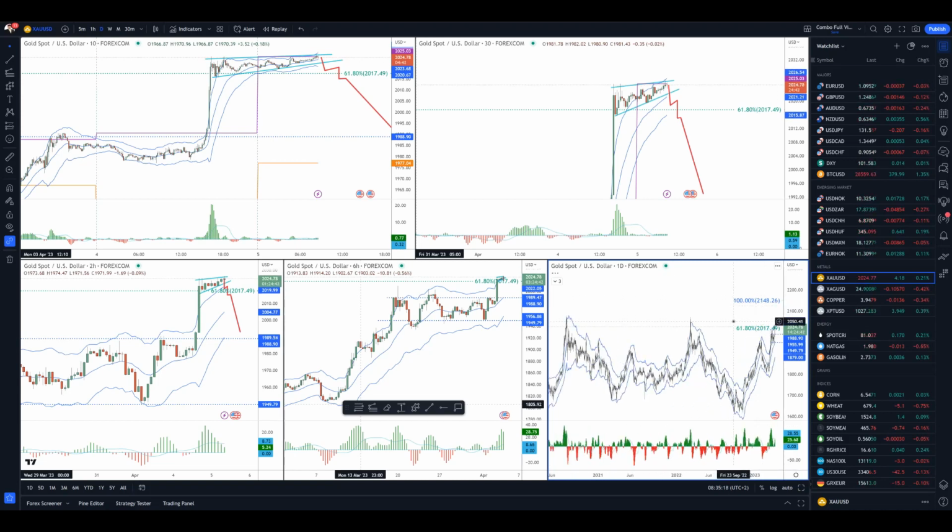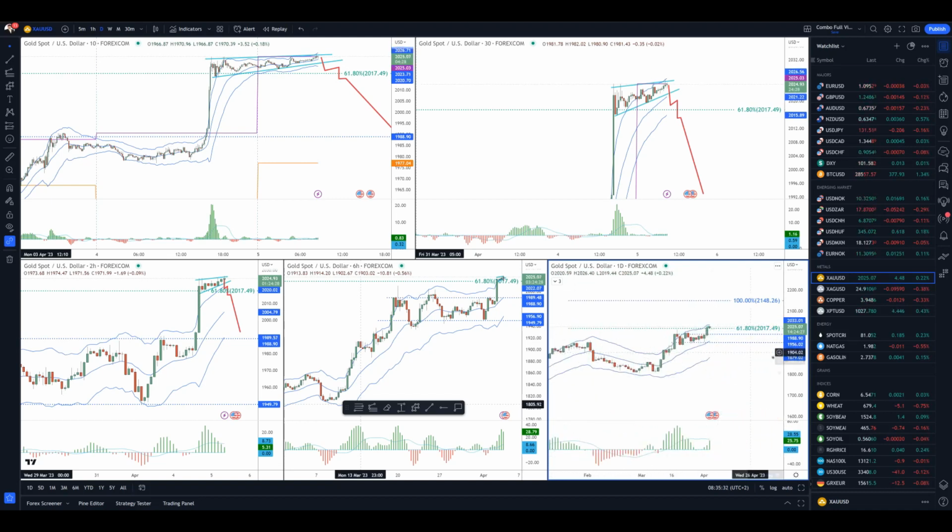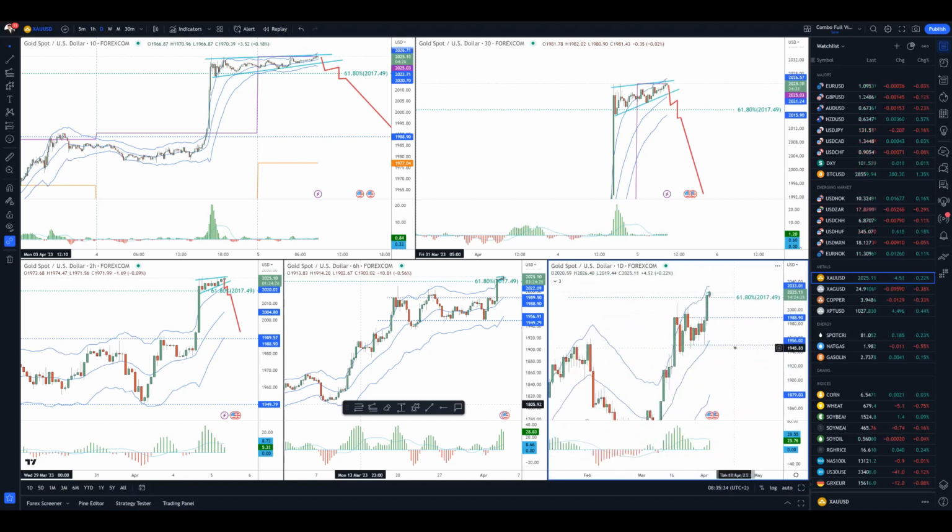We still didn't test this main key area from 2020. We have the 2062, 2070 area. So there is a potential also for that, but at this stage, as I said, we have this exhaustion up to the climax, and it's very tricky for the upside continuation for today.